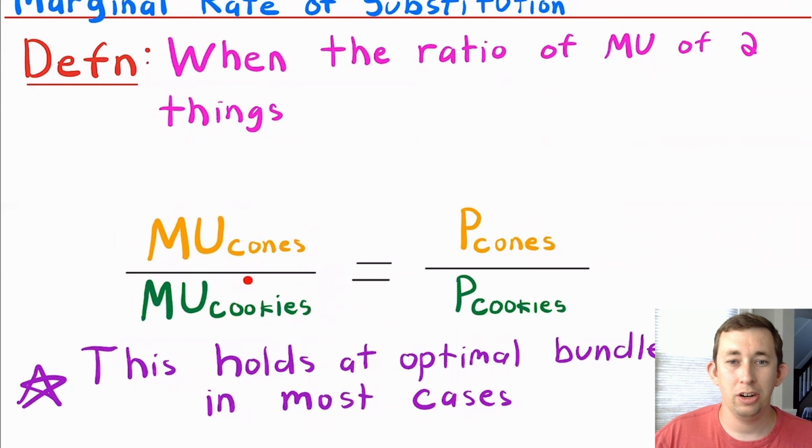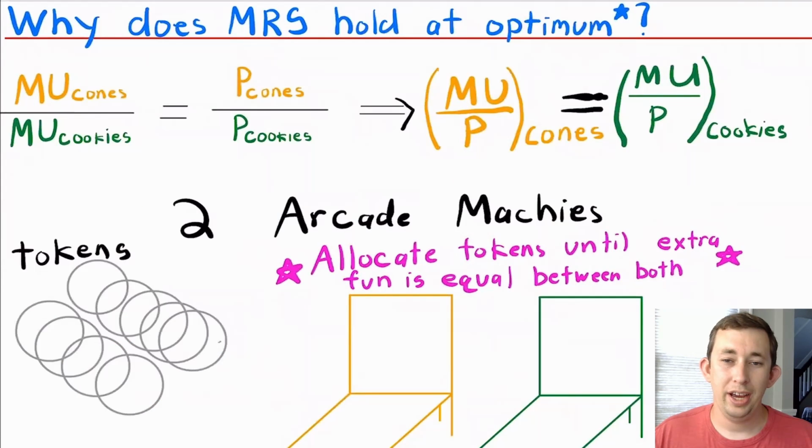Now, something you've probably heard in your classes is that at the optimum of the utility maximization problem, this marginal rate of substitution is equal to the ratio of the prices, and that's going to hold in most cases unless it's some sort of fancy preferences or you have a corner solution. But most of the time, you're dealing with marginal rate of substitution equal to the ratio of the prices. And why is that? The way I'm going to explain this is using an arcade.